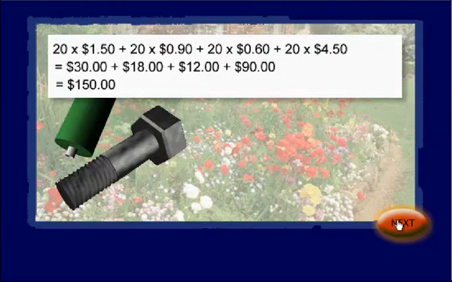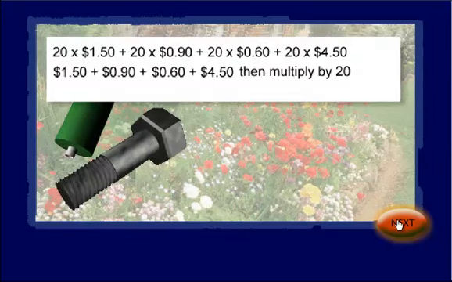$150. That's a bit more than I'd hoped. Still, I've got to get this pergola finished. Just looking at that calculation again. We bought 20 of each item. What if we had added up the cost of one of each item and then multiplied the total by 20? That would have made the calculation a bit easier.